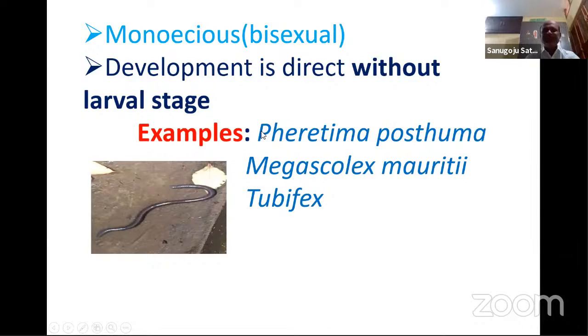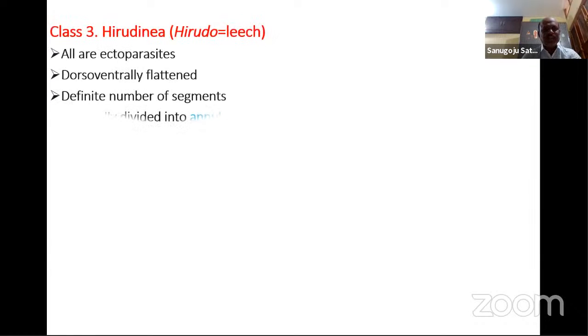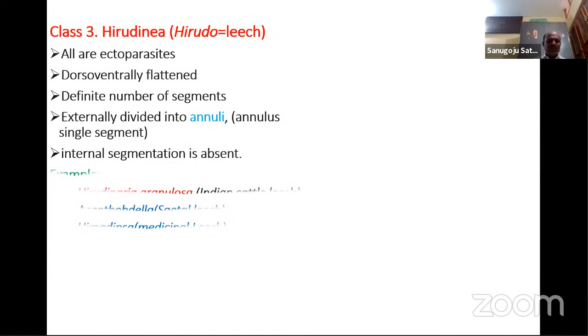More species are present. Pheretima is acting as the surname of our family, and posthuma are the children of our family. Like that, posthuma is there, and other species are also present. You may discuss this in detail in higher studies. Megascolex mauritii is also a South Indian earthworm. Tubifex is also a freshwater form of oligochaete.